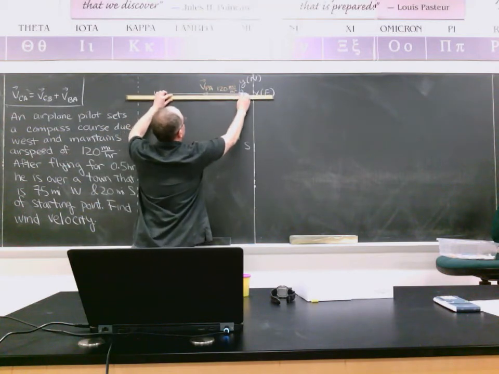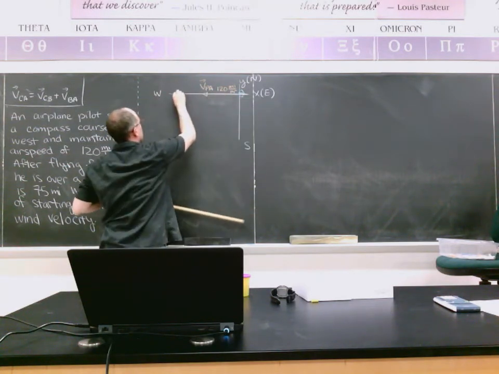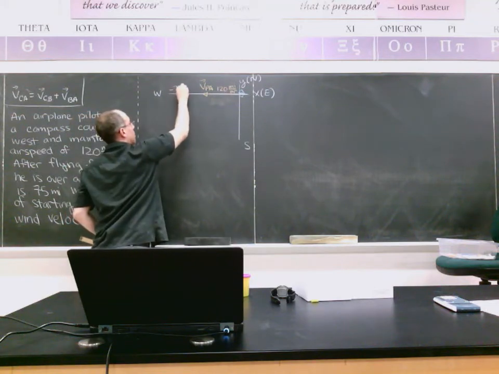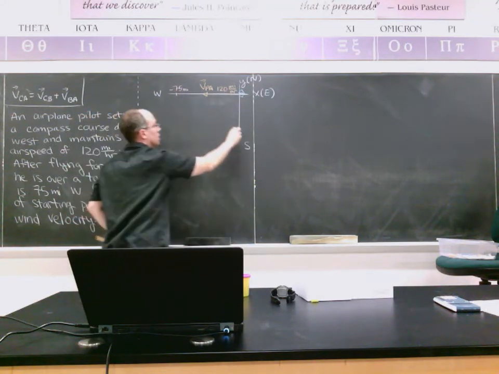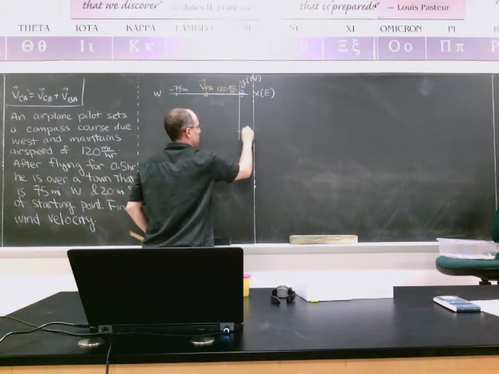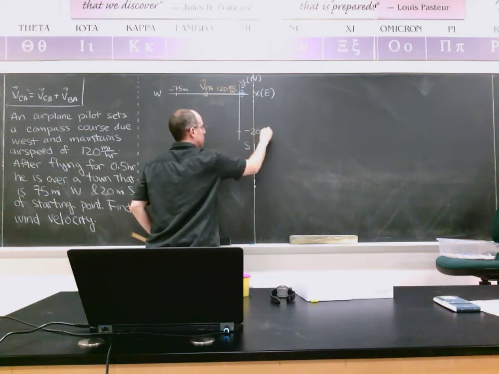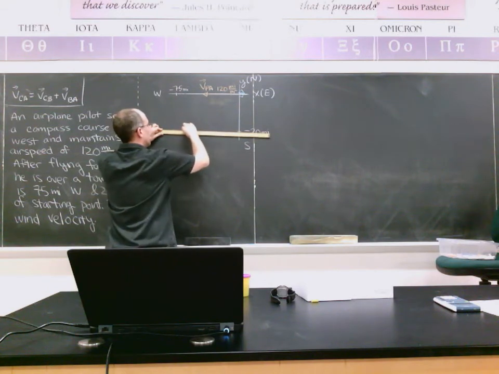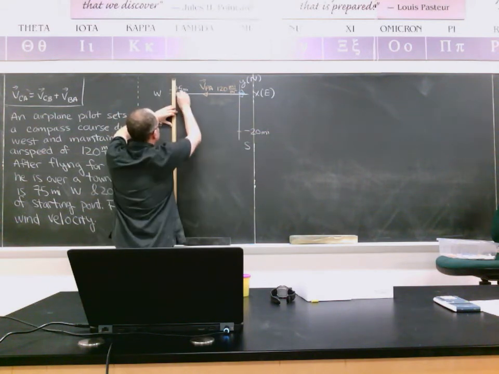Okay. 75 miles west, that would be an x-coordinate of minus 75 miles. And then 20 miles south, that would be a y-coordinate of minus 20 miles. And then come to that point and mark in a town.